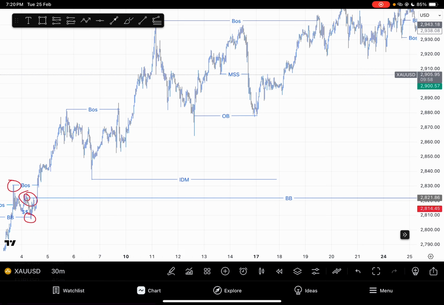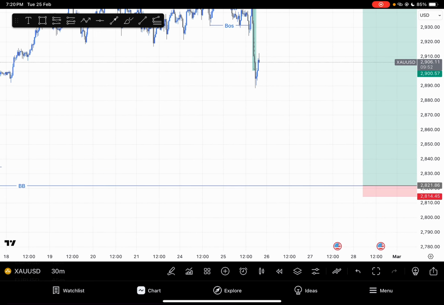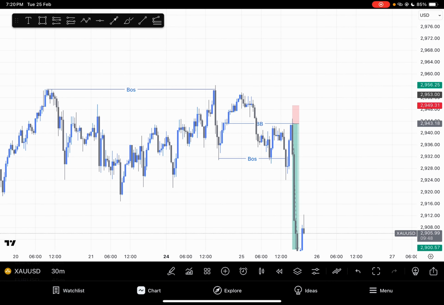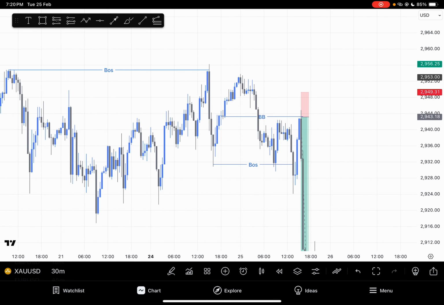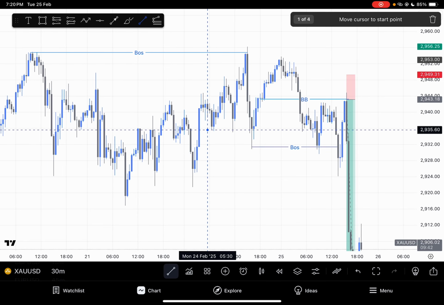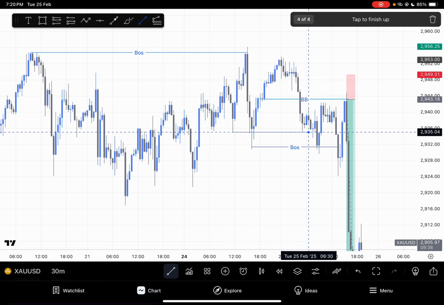So this is my analysis on XAUUSD. And also I was able to get this particular trade on XAUUSD. From here now, you can clearly see price has been creating multiple break of structures up to this point.